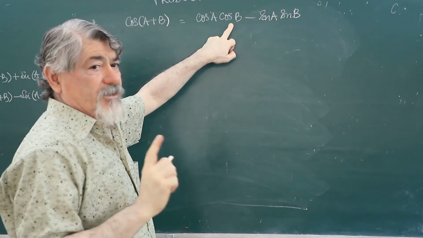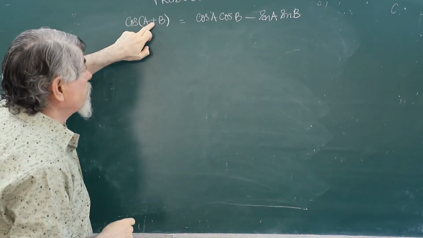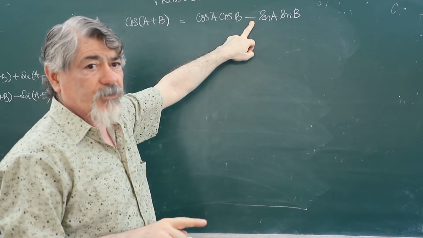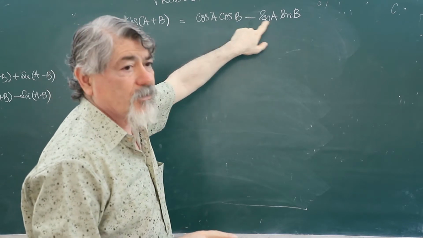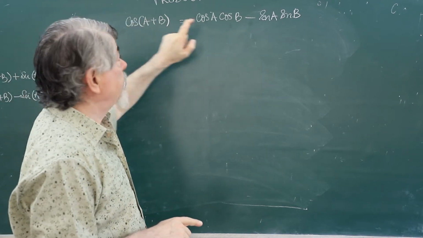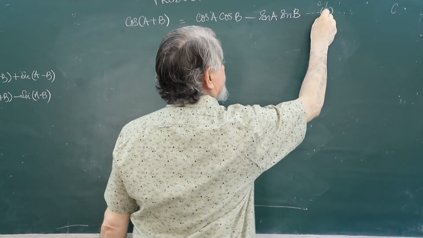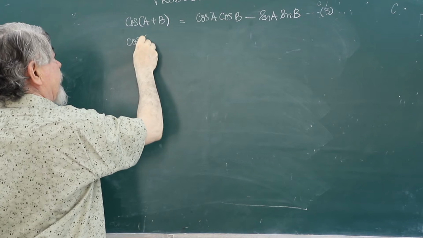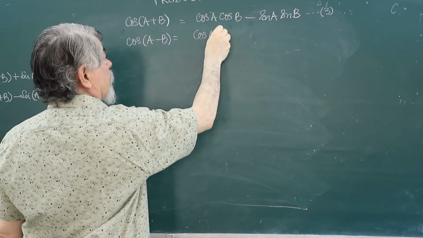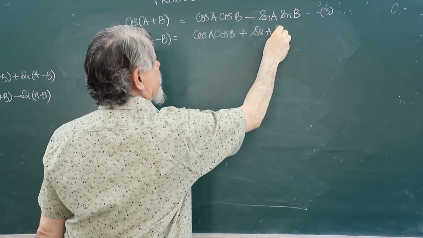Cos A cos B, they are not sin and cos, they are cos A cos B sin A sin B. And it was plus here, it will become minus. In the first two, sin A plus B and sin A minus B, you must have noticed it was sin A cos B plus cos A sin B. But now when it is cos A plus B, it is cos A cos B minus sin A sin B. Let us name it equation 3. And if I write cos A minus B, then it will become cos A cos B plus sin A sin B.